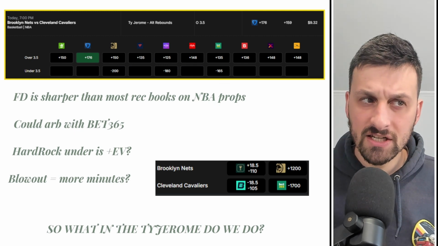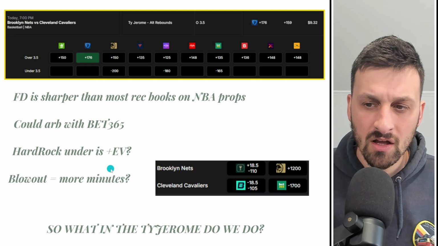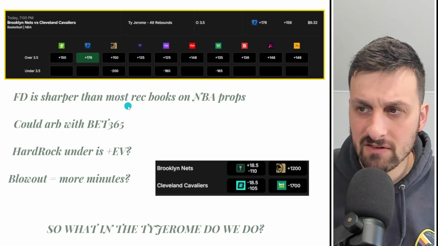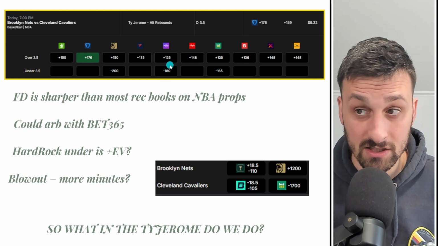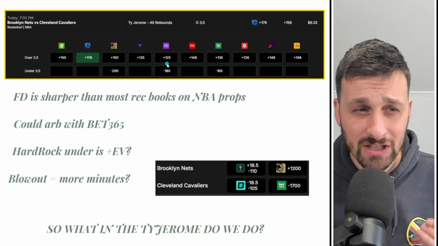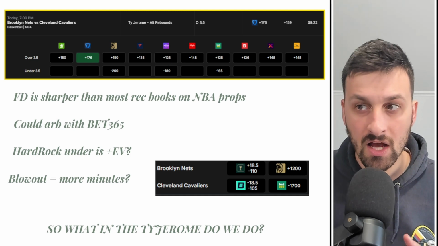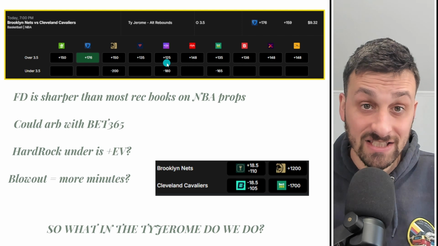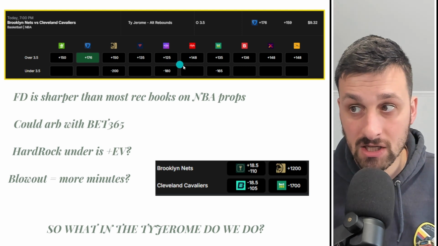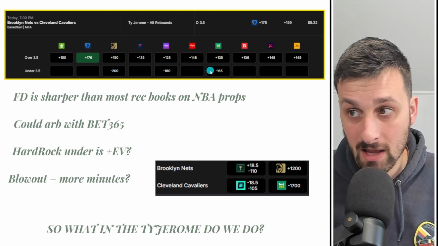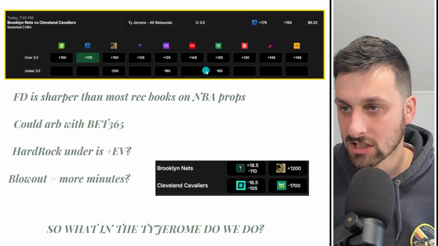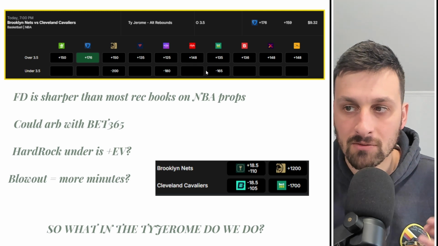The third option I see is maybe the most important. Is the Hard Rock under 3.5 actually the plus EV side? Because when we look at this, we see that Hard Rock is actually an outlier in the other direction. 125 is the lowest number available. Now, we don't see unders offered outside of BetMGM and Bet365 at minus 200 and minus 165, but potentially Hard Rock and I guess Bet365 here could offer us some plus EV.